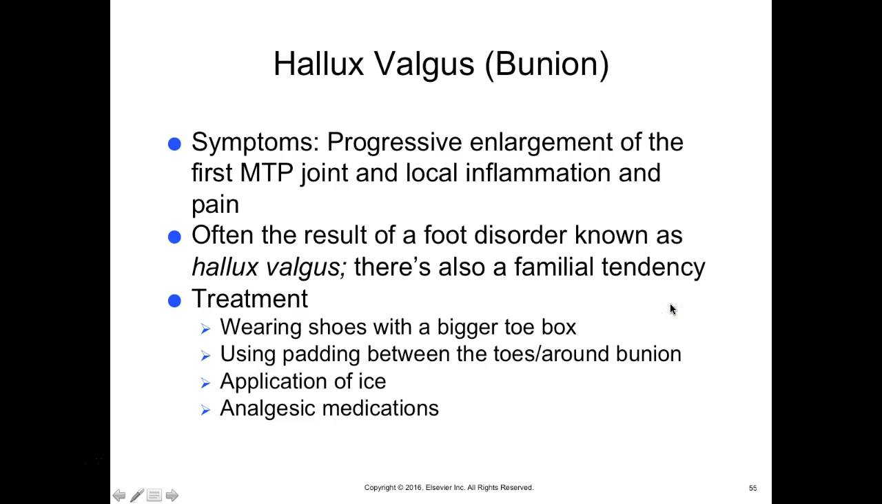Hallux valgus, so this is a bunion. So symptoms, progressive enlargement of the first metatarsophalangeal joint. So that would be the great toe. And local inflammation and pain, often the result of a foot disorder known as hallux valgus. There's also a familial tendency. So treatment, wear shoes with a bigger toe box, using padding between the toes around the bunion, applying ice and analgesic medications. So part of the problem is we wear shoes that come to a point, or like triangle-shaped shoes, when our feet are squared. So it's not helpful.